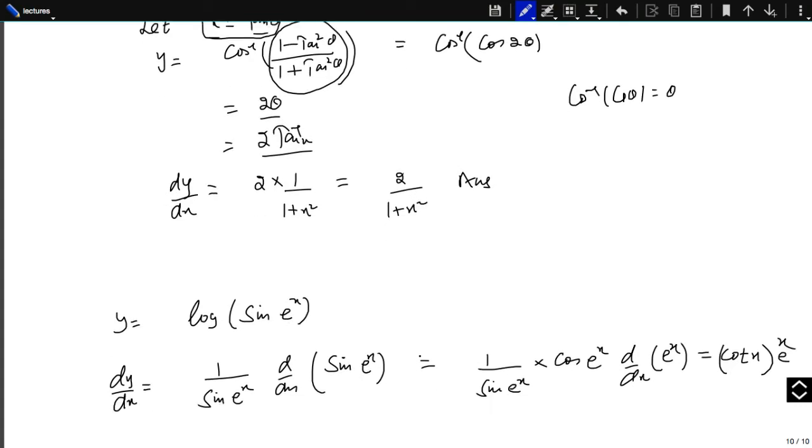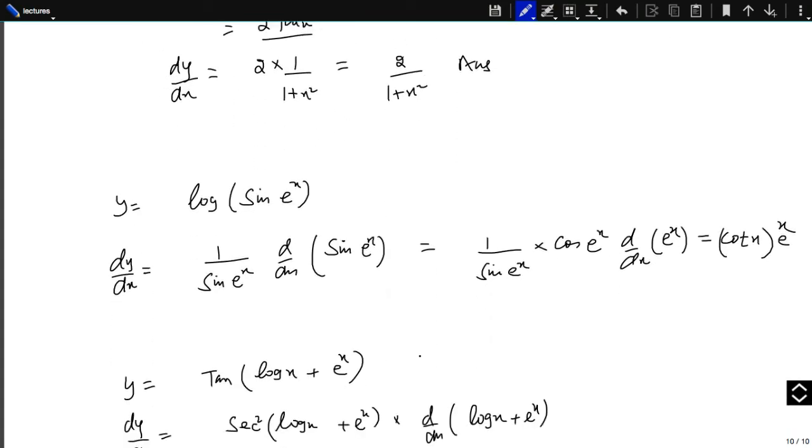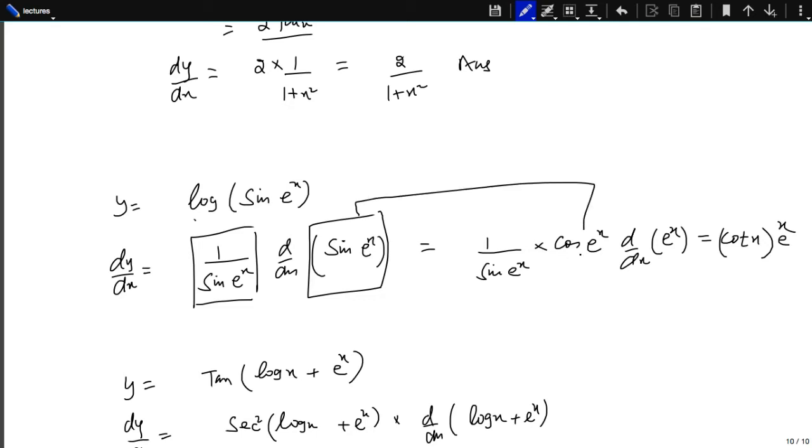Next is derivative of log of sine of e raised to x, which contains logarithm function, sine function and exponential function all together. Derivative of log of sine e raised to x is 1 upon sine e raised to x into derivative of the function sine e raised to x. Now 1 upon sine e raised to x, derivative of sine e raised to x is cos of e raised to x into derivative of the function e raised to x.